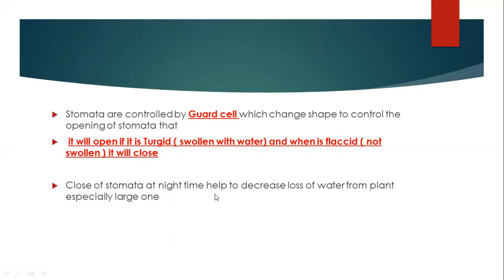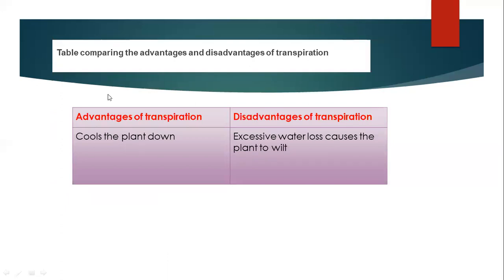Closing of the stomata at night time helps to decrease loss of water from the plant, especially large ones. Do you imagine that if this transpiration continued during the night time, the plant would lose its water? This will not be good. And so closing the stomata at night time, almost all stomata are closed at night time, will decrease loss of water from the plant, especially large plants.